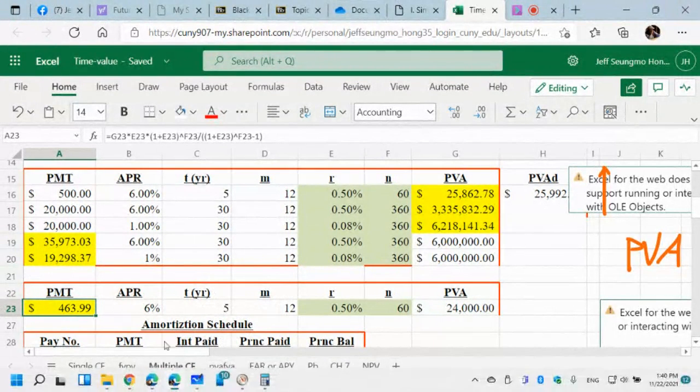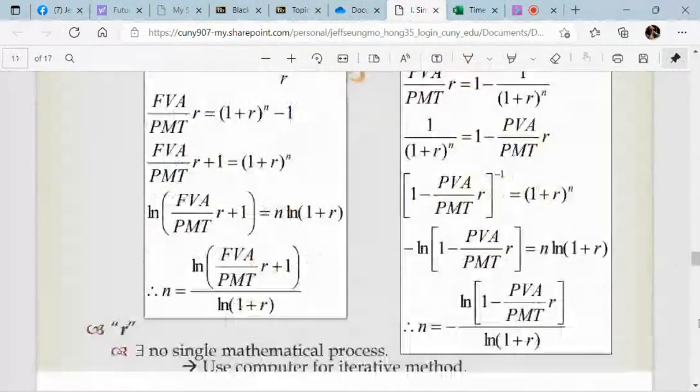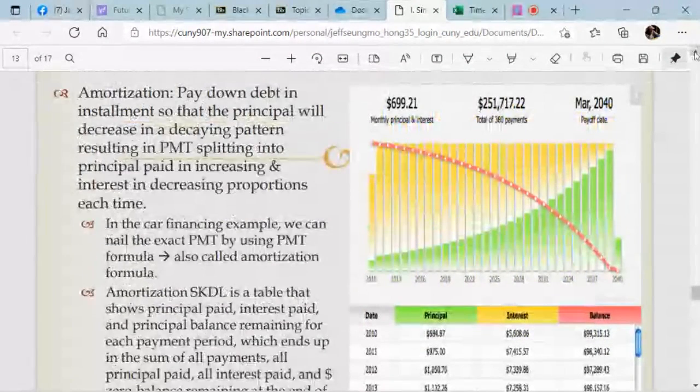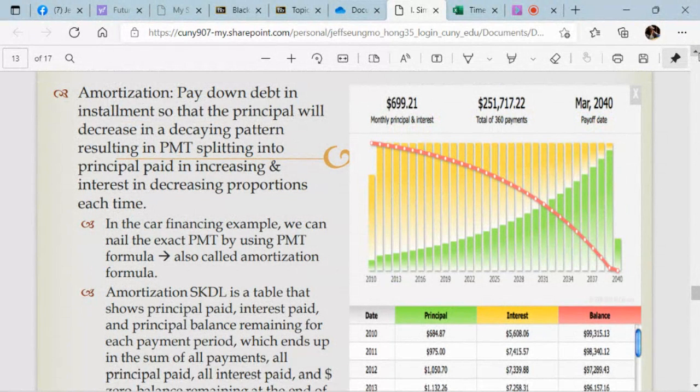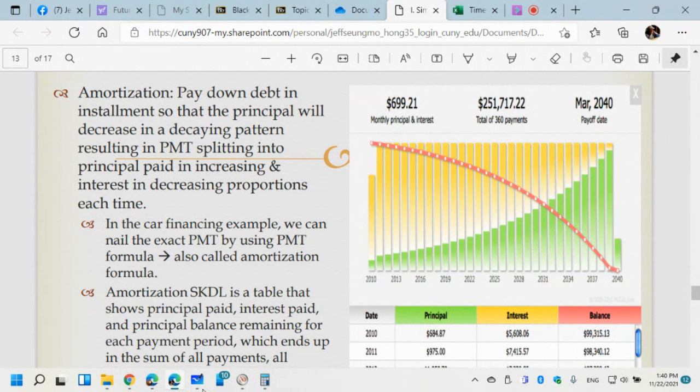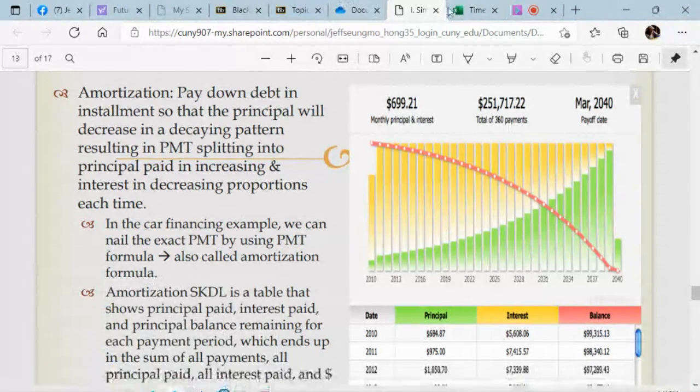And that brings us also to the question of amortization. What is amortization? Amortization is basically paying down your debt in installments so that the principal will decrease in a decaying pattern, resulting in payments comprised of principal paid in increasing proportion, and interest paid in decreasing proportions.